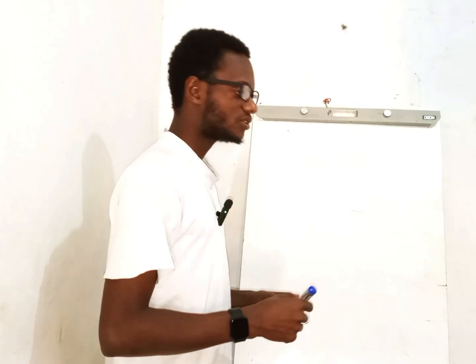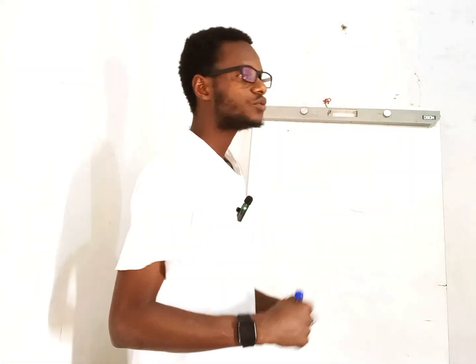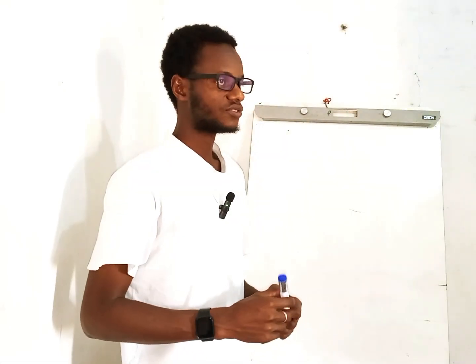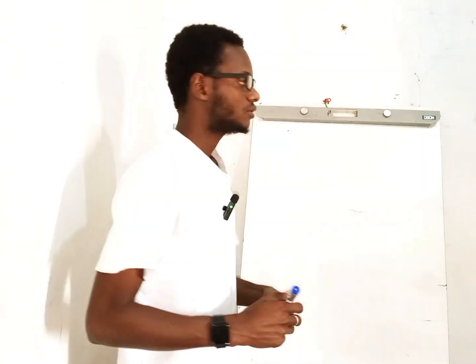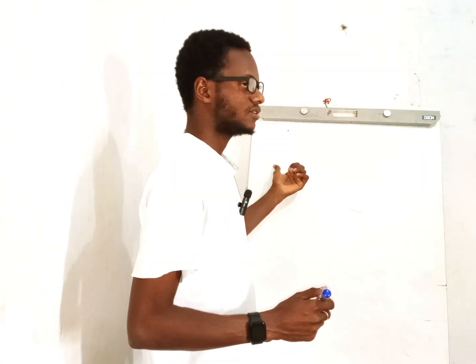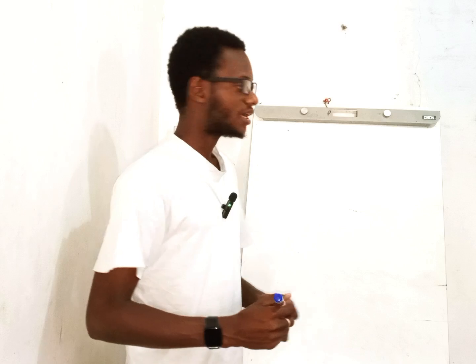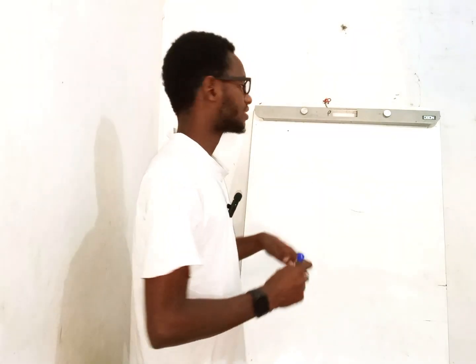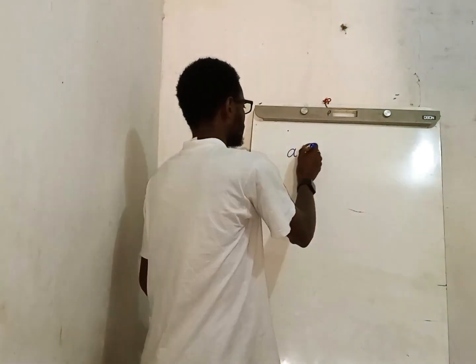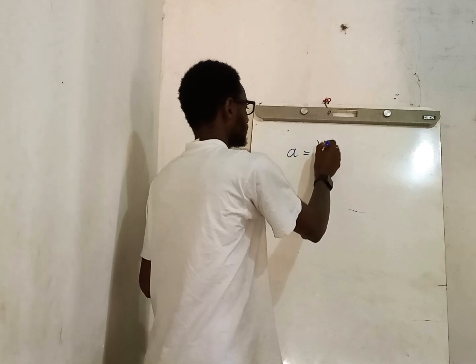Okay, the first equation of motion, the second equation of motion, and the third equation of motion. How do we derive these three equations of motion? First and foremost, we must first understand the acceleration. And like we defined in the previous video, acceleration is the rate of change of velocity.